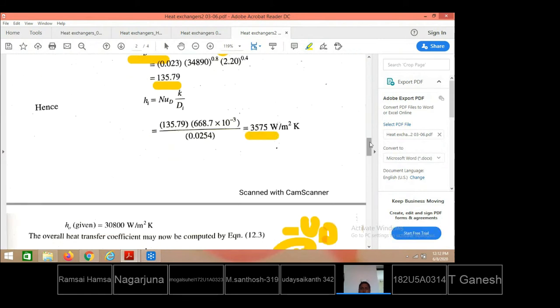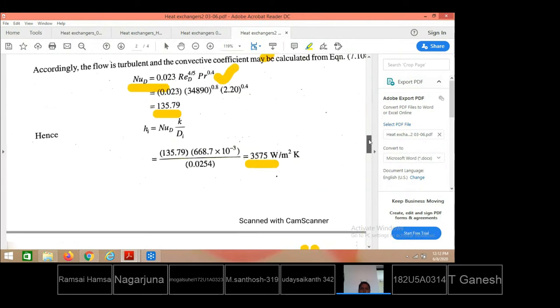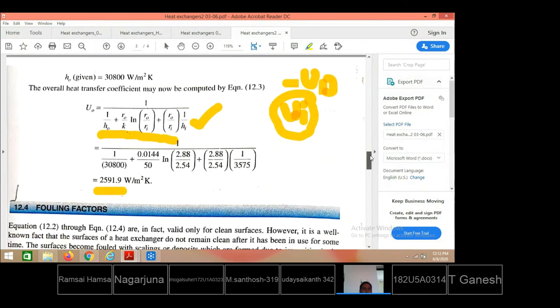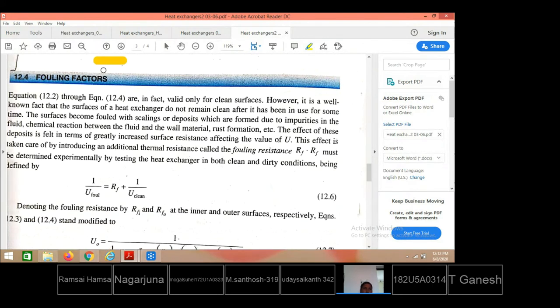After getting hi, already knowing the value of h naught, how to get the overall heat transfer coefficient using this relation? This is already available in the data book, or you can remember it, or you can work it out also. Then from there u naught is calculated. Then what are the fouling effects?